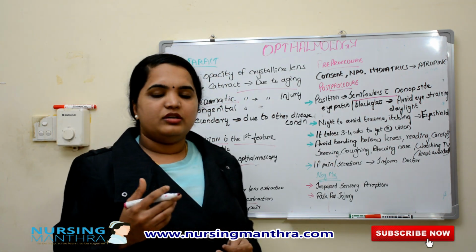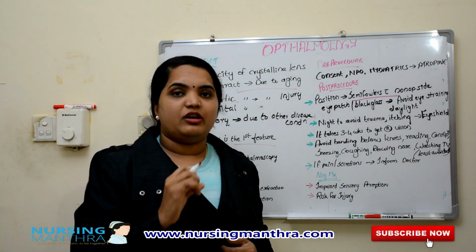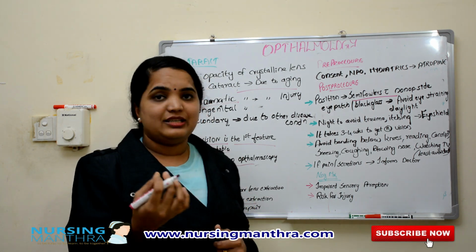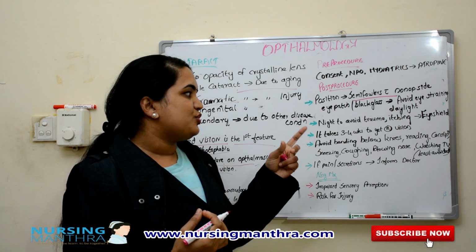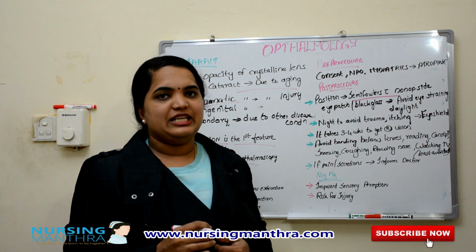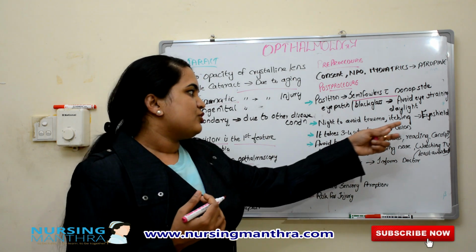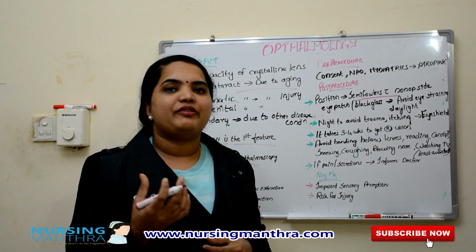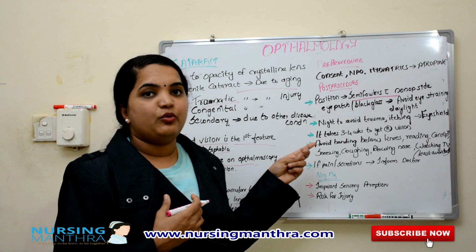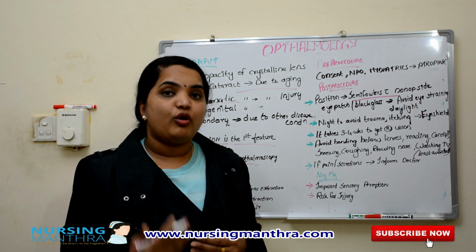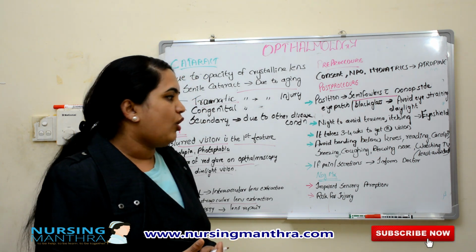And they have to avoid itching, okay. Ask the patient to avoid itching on the eyes. If they get an itching sensation, they should not itch or rub that area. It will cause further trauma to that particular area. So they have to keep an eye shield to prevent itching, especially during the night time. And it will take almost 3 to 4 weeks to get normal vision.